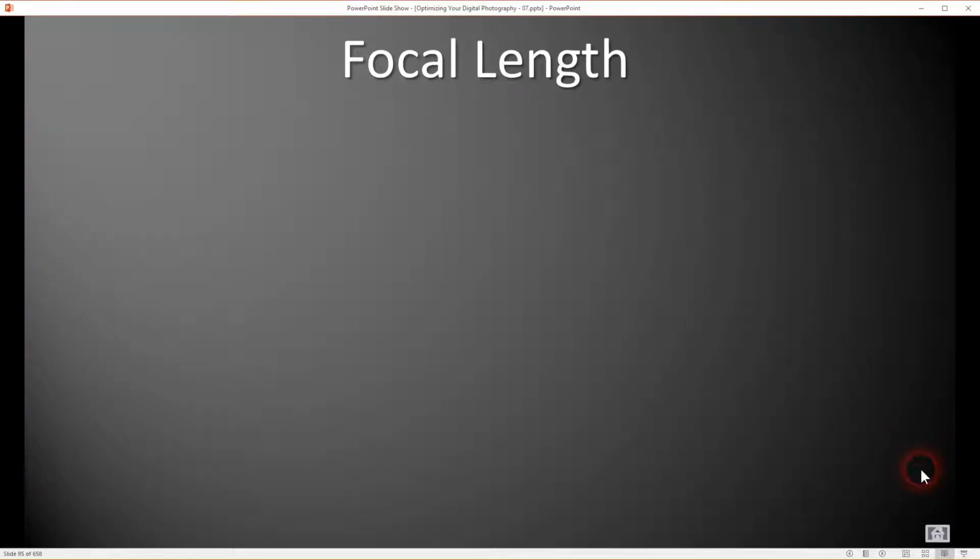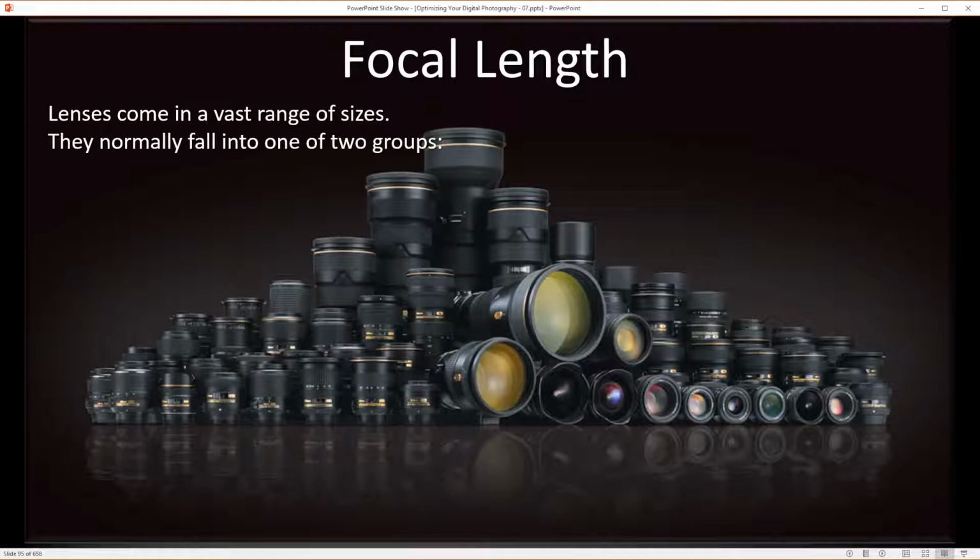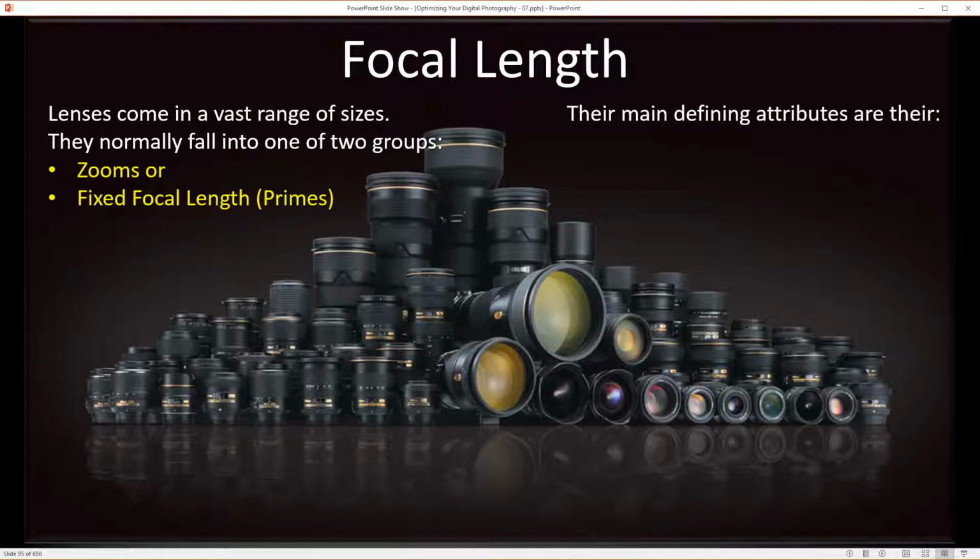Continuing our study of lenses, I'll now look at the property we call focal length. Lenses come in a vast range of sizes, and this is the Nikon range of lenses, and they normally fall into two groups: zooms, those are variable focal length lenses, or fixed focal length lenses, which we tend to call prime lenses. The main defining attributes are maximum aperture and focal length.